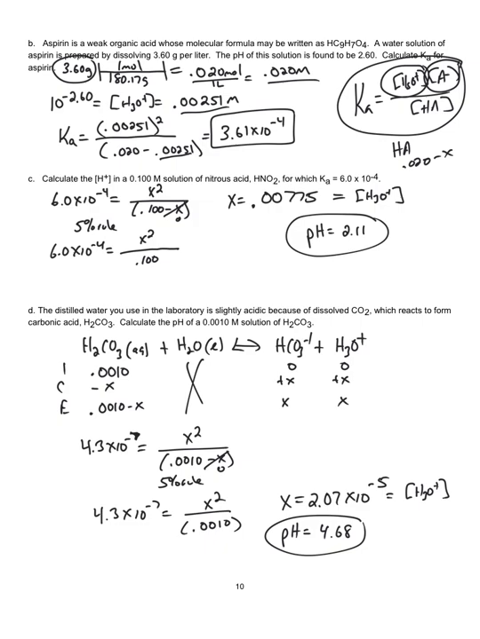Second problem, again, we know the Ka. We can do the 5% rule, which gives me a value of X of 0.00775, which is the concentration of the H3O plus. The negative log of that gives me a pH of 2.11.